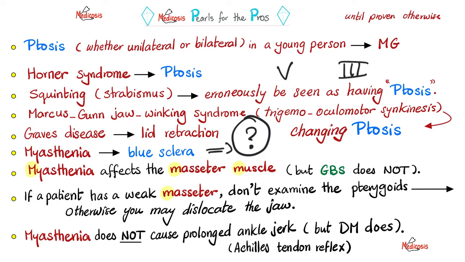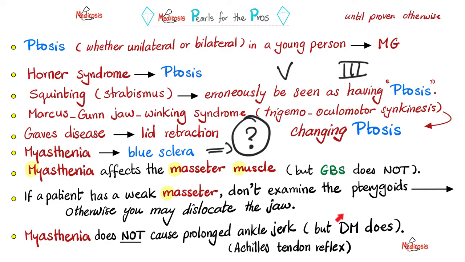Why is this? No one knows. Here is a very important tip. If your patient has a weak masseter, which is one of the muscles of mastication or chewing, please do not examine the pterygoid muscles by asking the patient to wink the jaw right and left, right and left. Please do not do it for your patient because if the masseter is weak, you might actually dislocate the patient's jaw and your mother will be so proud.